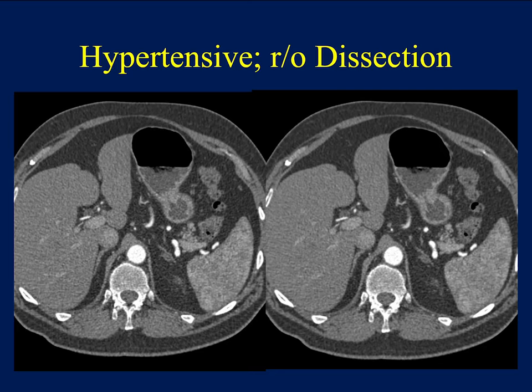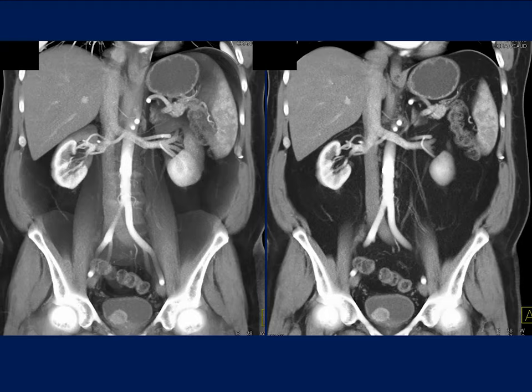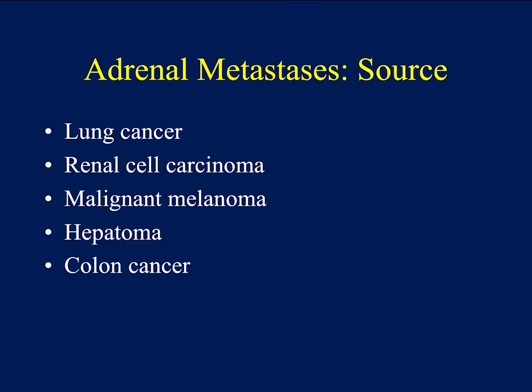Here's another example. A patient was hypertensive, rule out dissection. The adrenals look great, the aorta looks great, but there's a mass in the bladder. Now, normally you would say this is a bladder cancer, but in a hypertensive patient with no cause for the hypertension, you've got to think that's going to be a paraganglioma in the patient's bladder, and it indeed was.